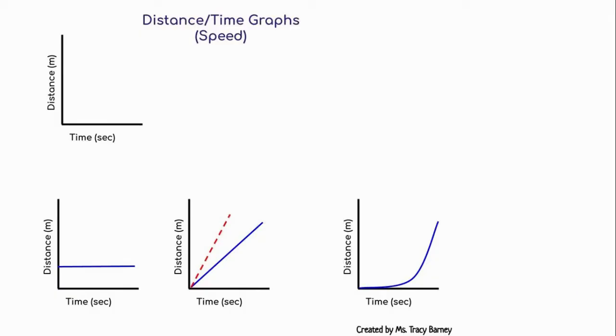So graphs can also show acceleration. So in this scenario, the line in this graph is curving upwards. And so that means the object is increasing in speed because the line is getting steeper and steeper. So as the object moves from point of origin, the distance the object is moving is, as time goes by, getting more and more. So that means the object is increasing in speed.